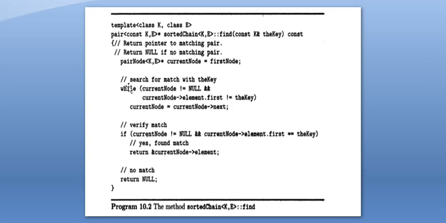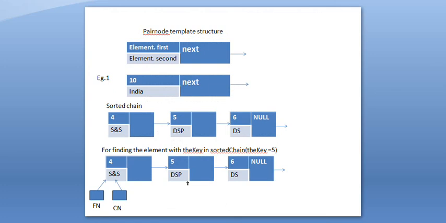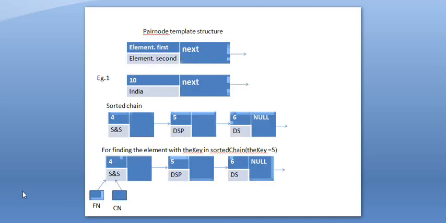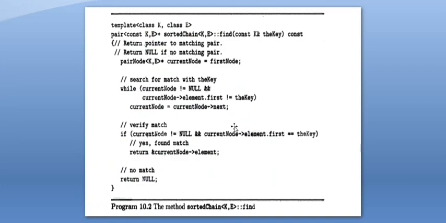Then again we compare: while current node not equal to null, so you're in the second node, and we are checking the second node. Current node is not null. Definitely you have elements here, so it is not null. Since you have got information there, check the information, which is the element first field. The element first field is 5, and that should be compared with the key. So this is 5 and this is also 5, so it is equal.